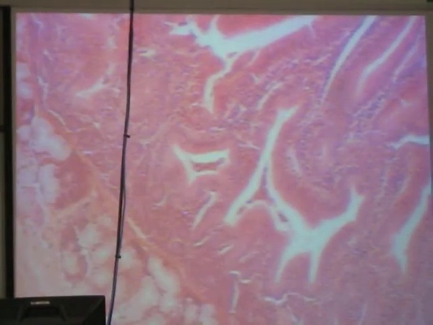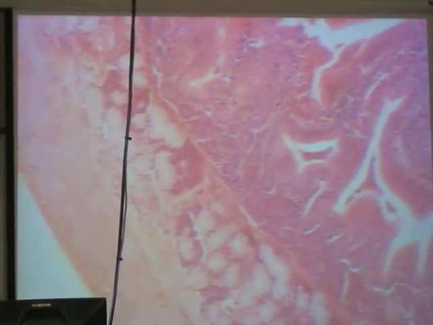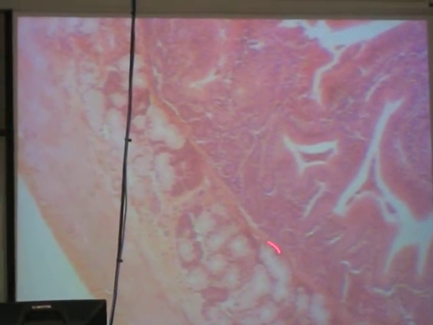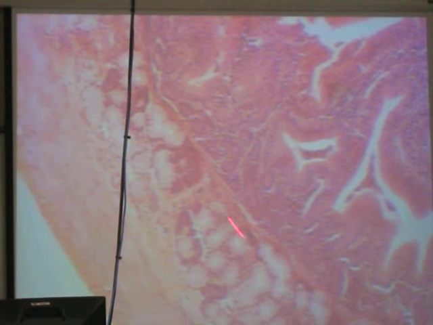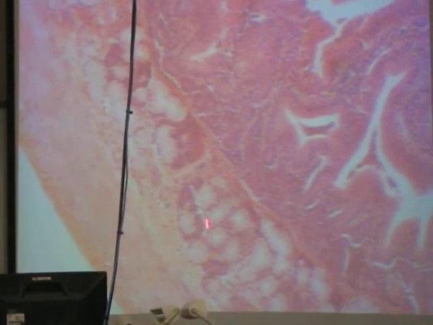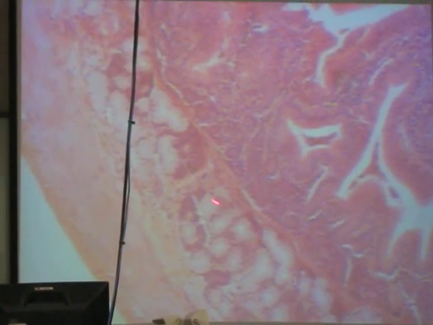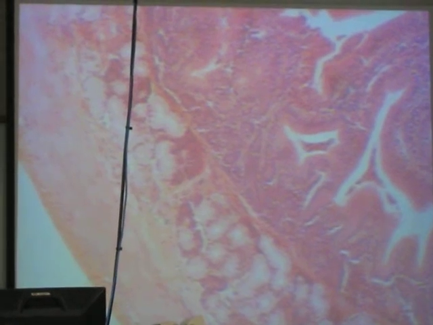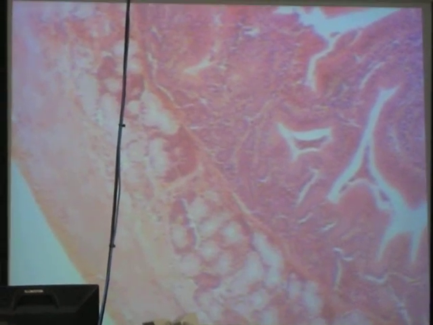The jejunum has the longest villi, duodenum has second, and ileum has the shortest. That's a little bit hard to do. So the easiest way to differentiate is look into the submucosa. The submucosa of the duodenum, you're going to find Brunner's glands. See all these little circular structures? Those are the Brunner's glands of the submucosa in your duodenum.